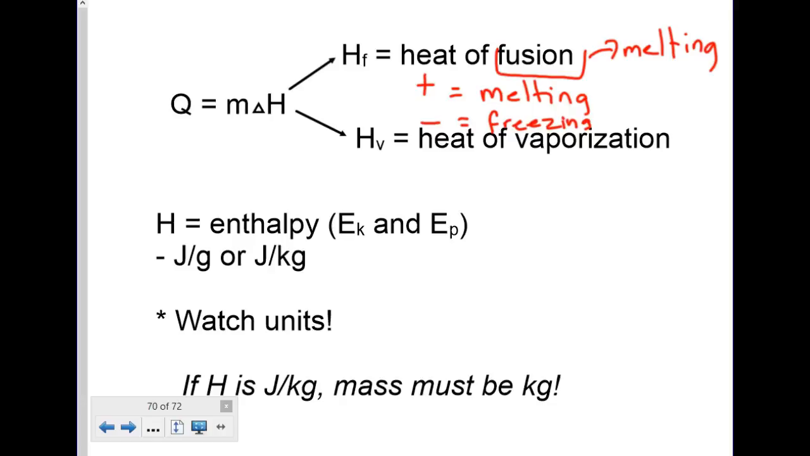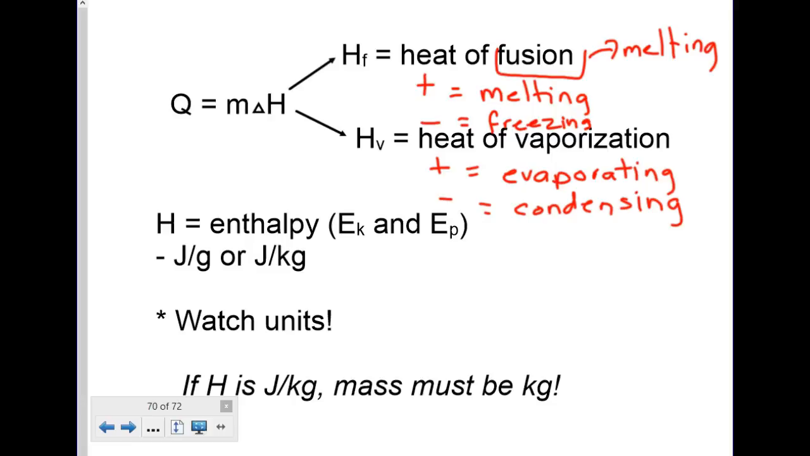Heat of vaporization is for the liquid to gas or gas to liquid phase change. If you have a positive heat of vaporization number, it means that it is evaporating. If it is a negative heat of vaporization, the substance is condensing and losing its heat energy.